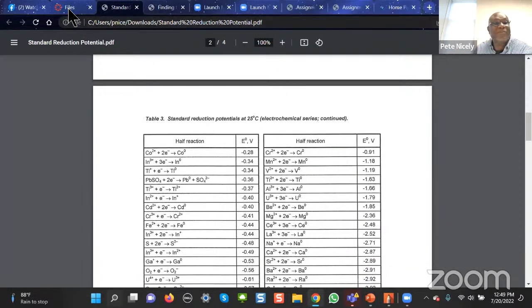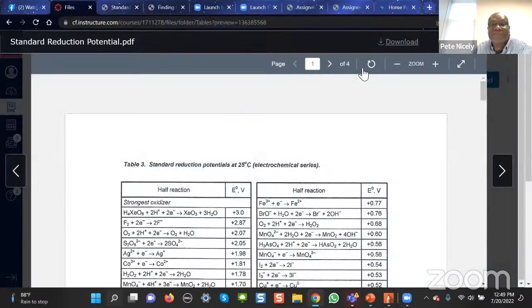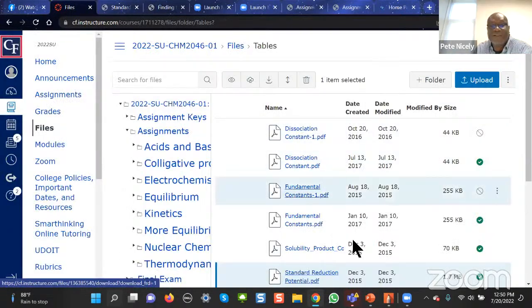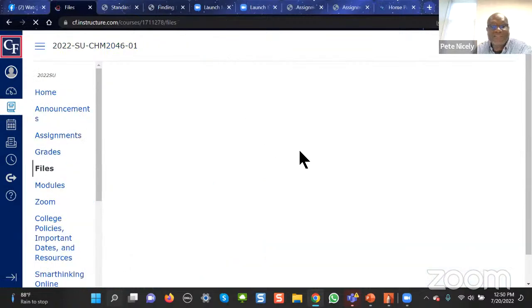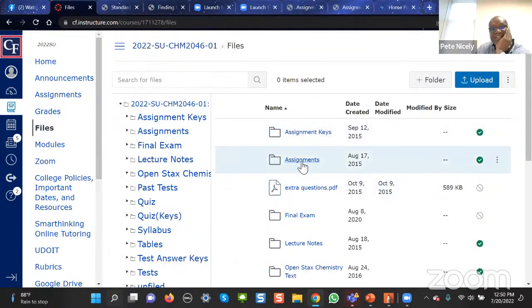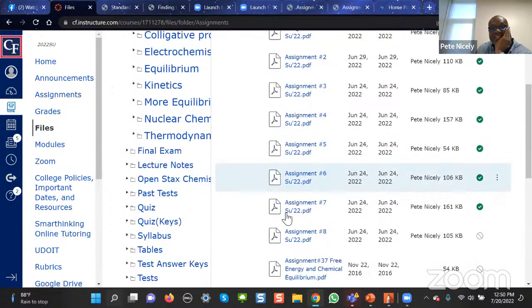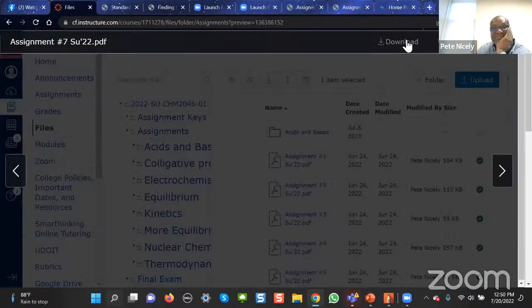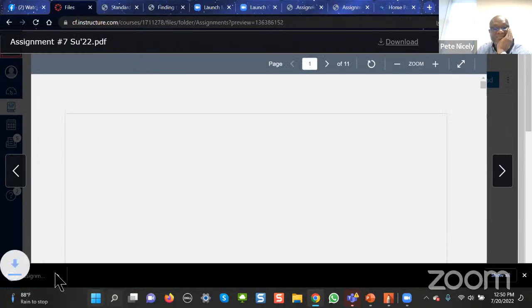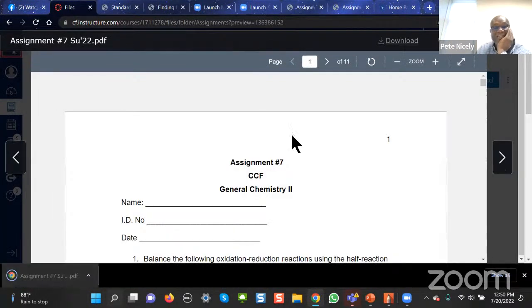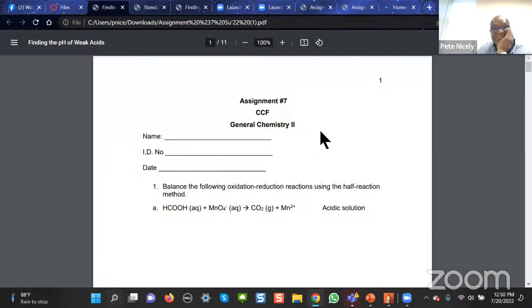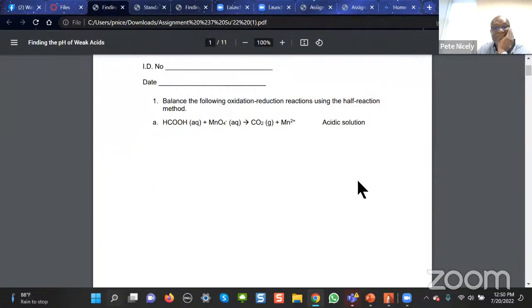So let me go here, and let me go files, and then assignments, and then assignment number 7, which I've published already. Okay, so for assignment number 7, the first couple of questions would be redox. Okay, let's do some redox to start off with.